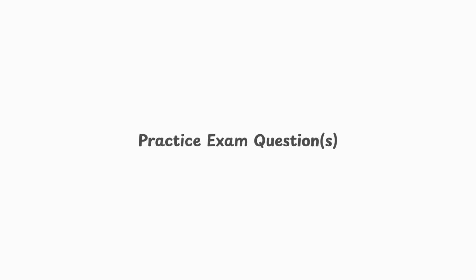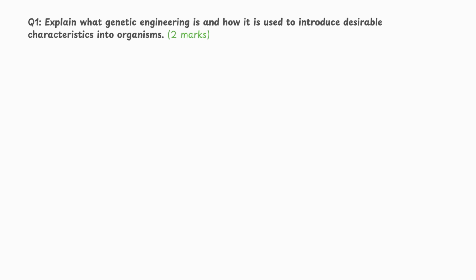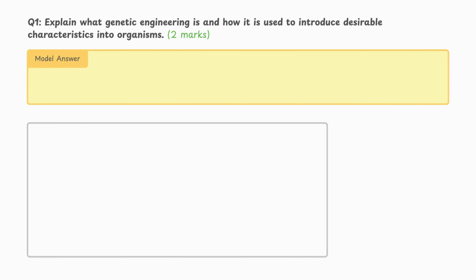Now, let's dive into some exam-style practice questions and apply everything we've learned about genetic engineering and recombinant DNA. Let's begin question number 1. Explain what genetic engineering is and how it is used to introduce desirable characteristics into organisms.